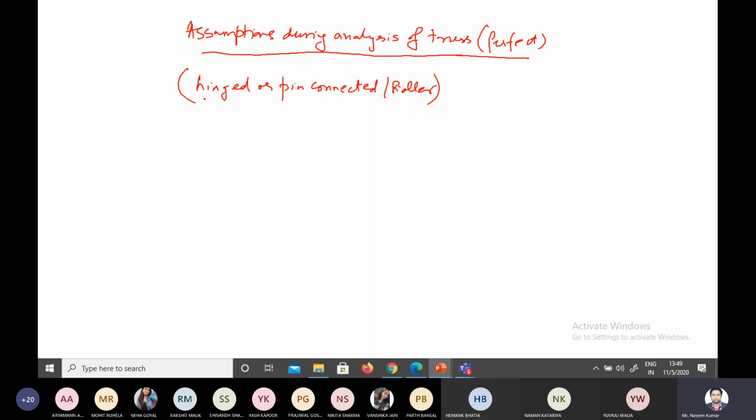Now write the last assumption in analysis of truss. The truss is statically determinate and is a perfect truss. I am writing the spelling of this. So can anybody tell me the meaning of statically determinate? What is the meaning of this line, statically determinate?